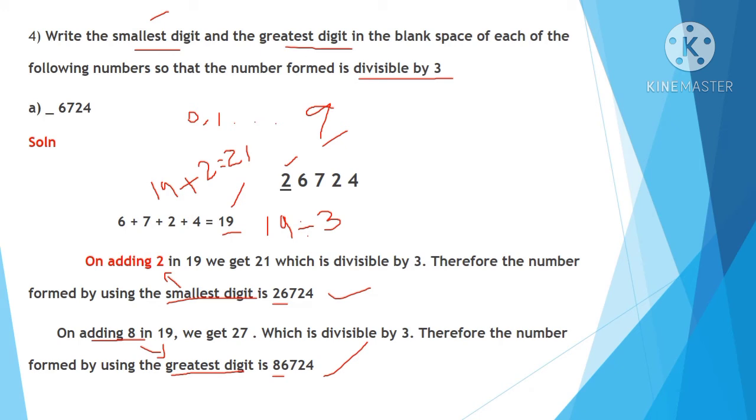So next, which is the greatest number? We have checked for 9. Next for 8 you check: 19 plus 8. Because after adding first, we got the answer 19, with this number we want to check it.